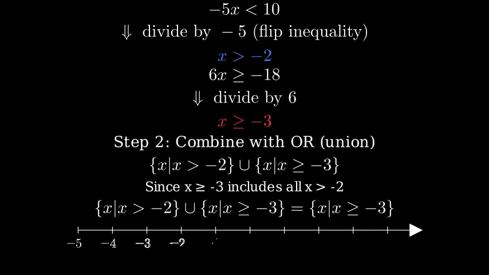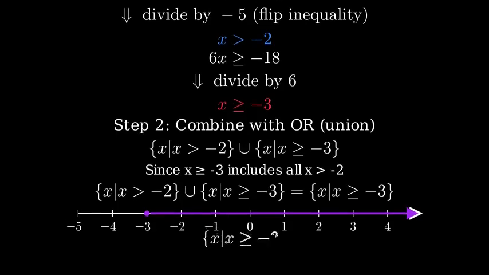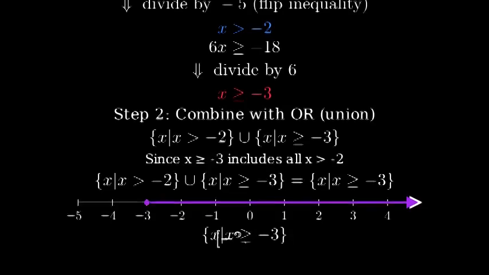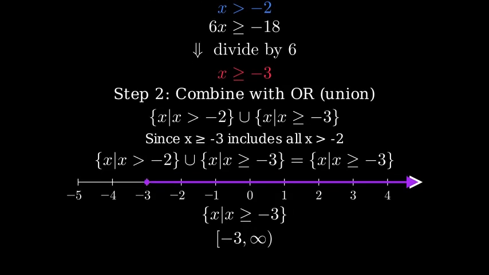On our number line, we show this with a closed circle at negative 3 and an arrow extending to the right forever. In set builder notation, our solution is the set of all x such that x is greater than or equal to negative 3. In interval notation, we write this as the interval from negative 3 to positive infinity.